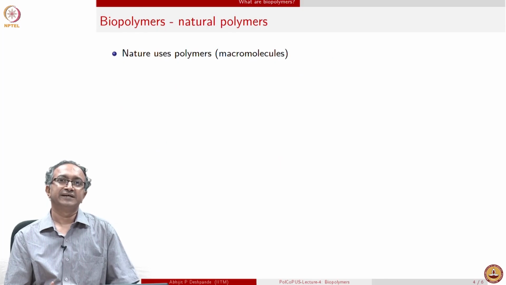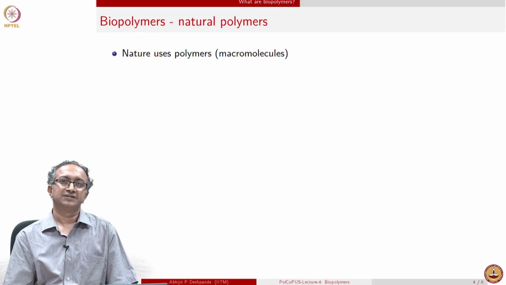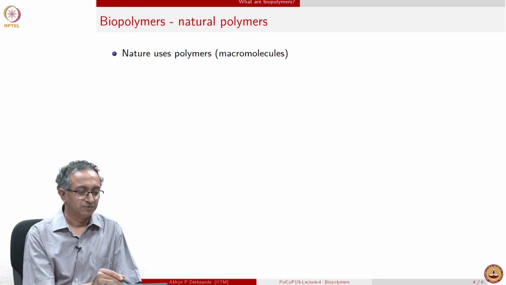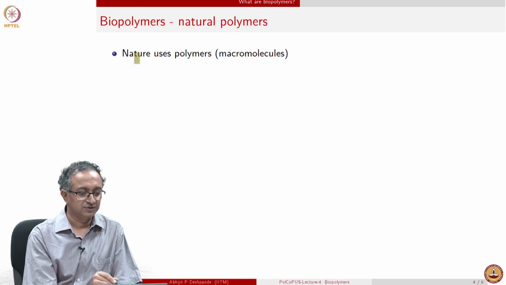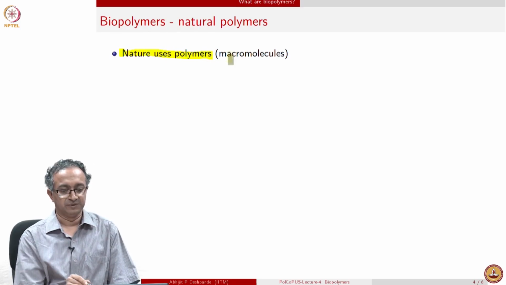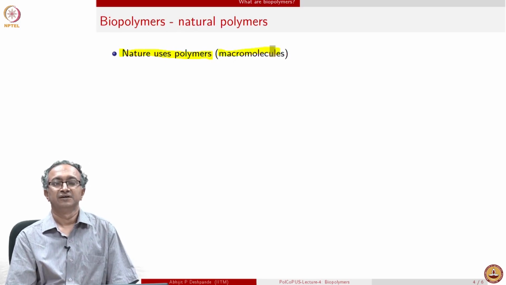So, just to pause here and ask some questions and note some important features of these natural polymers. One thing which we have highlighted earlier also, is that nature does use polymers or macromolecules, proteins, DNA, and there are several other examples, whether it is cellulose, starch. So, nature does use polymers quite extensively.